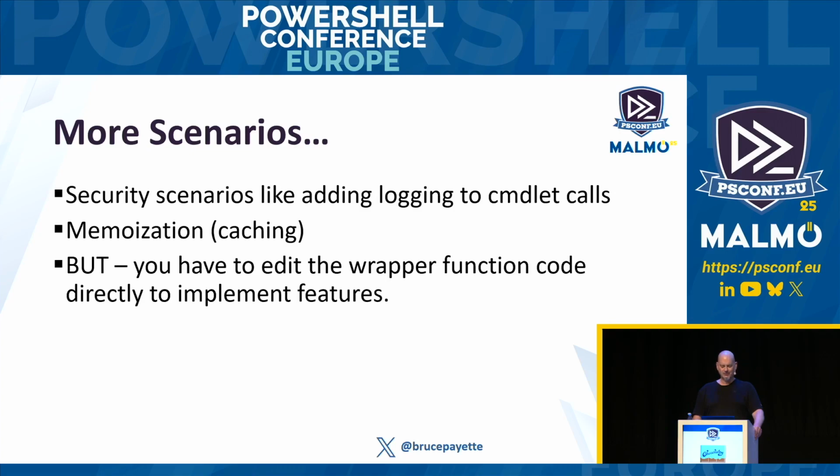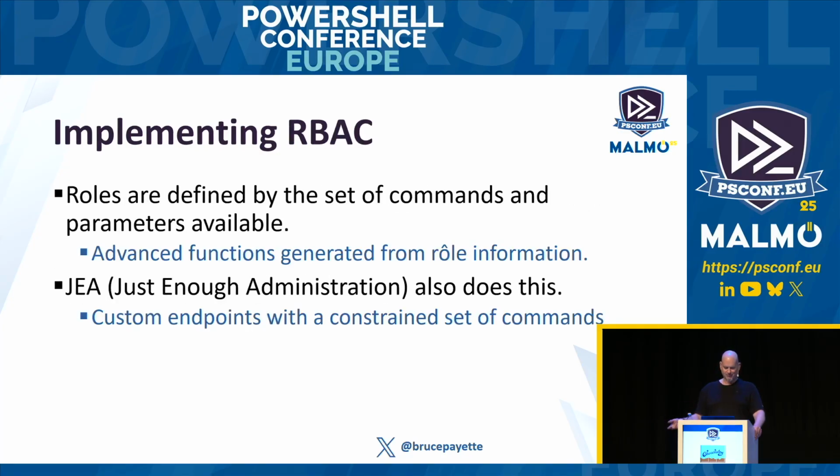Those are the core scenarios, but there are other scenarios. Say you want to add extra logging to a command. Then you can create a wrapper that does that logging and then calls the underlying command. Memoization, isn't that a great word? It's a fancy word for caching, so that you can have a slow-operating commandlet, and then you can generate a wrapper around it that will cache responses and return them immediately. Implementing rollback is another one, where we use proxy functions as a way of restricting capabilities.